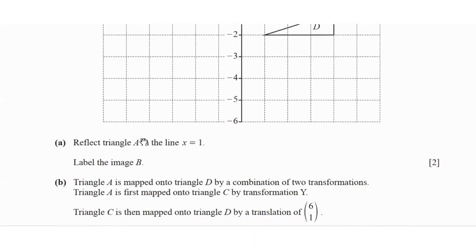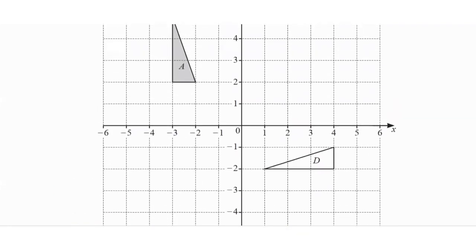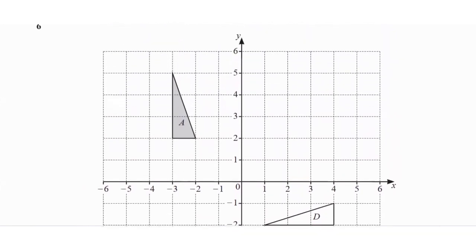Question 6 says reflect triangle A in the line x equals 1 and label the image B. So if we reflect it in the line x equals 1, this point is 3 units away from the line, so this will also be 3 units away over here. This will come over here and 3 over here. So it's basically a mirror image. Just make sure that your points are equidistant from the line of reflection for both the images. So this is B.